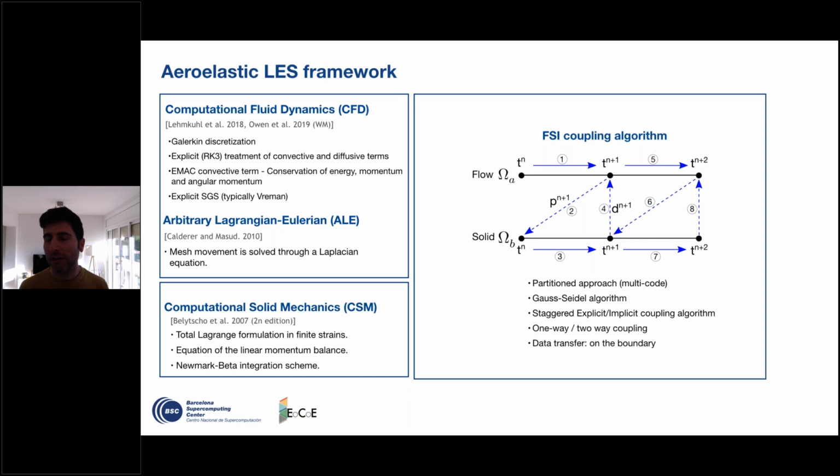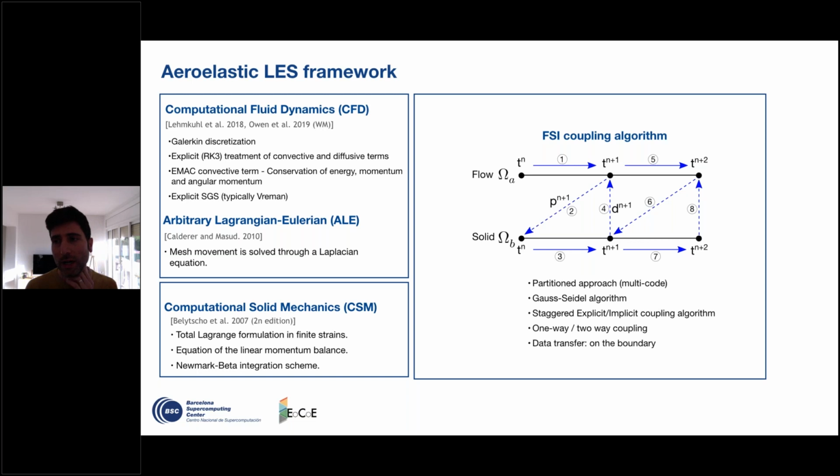Basically, a fluid structure interaction framework consists of three main ingredients. The first ingredient is to have a model that solves the physics of the fluid, the computational fluid dynamics. In this case, this was already developed some time ago, and here we use an LES model that tries to conserve the energy. It uses a simple Galerkin discretization using finite elements, and it uses a Runge-Kutta treatment of the convective and the diffusive terms for the time integration.